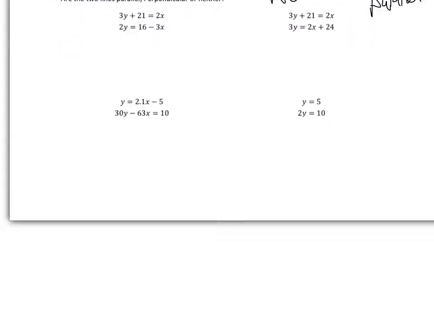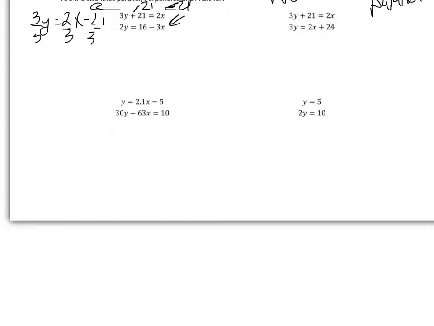So the last couple we have right here, we're just determining whether these lines are parallel, perpendicular, or neither. And it's really just a lot of algebra to be solving for y. So what we're going to be doing is solving for y in both of these and then comparing these slopes. So here I want to get rid of this 21, so subtract 21, come over here. We have 3y equals 2x minus 21, divide by 3. And we get y equals 2/3 x minus 7. So the slope, 2/3.